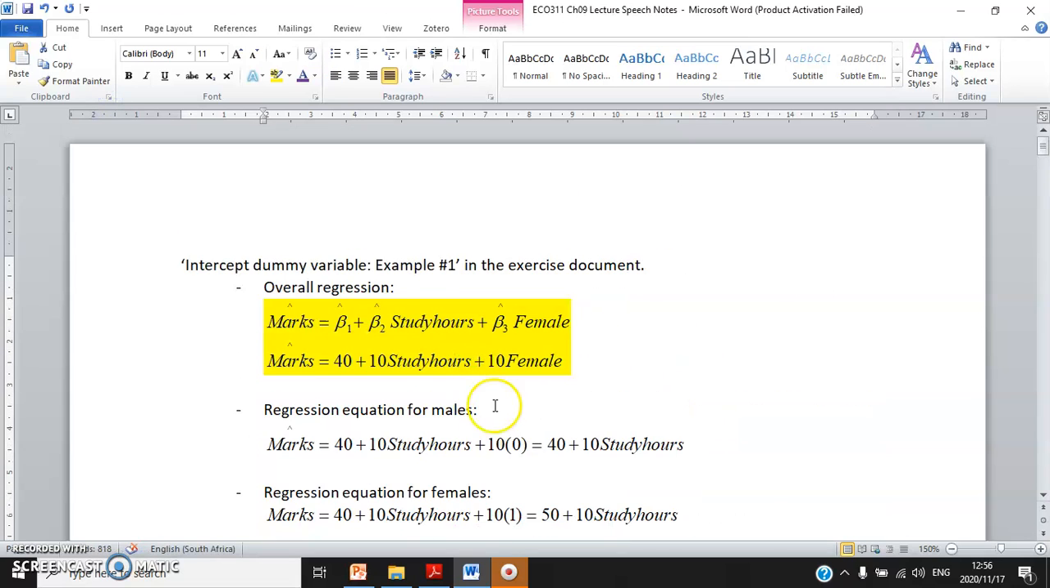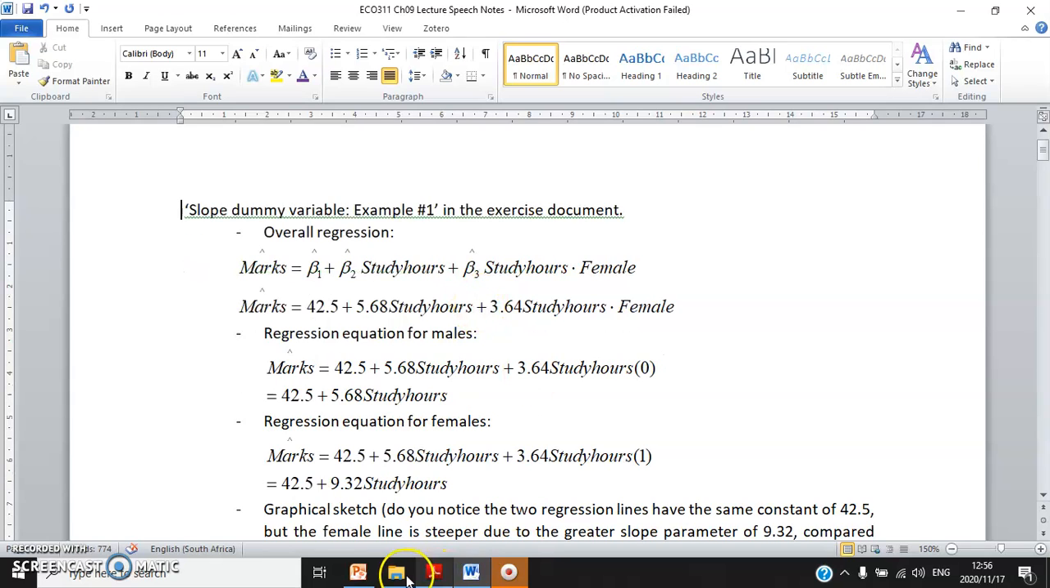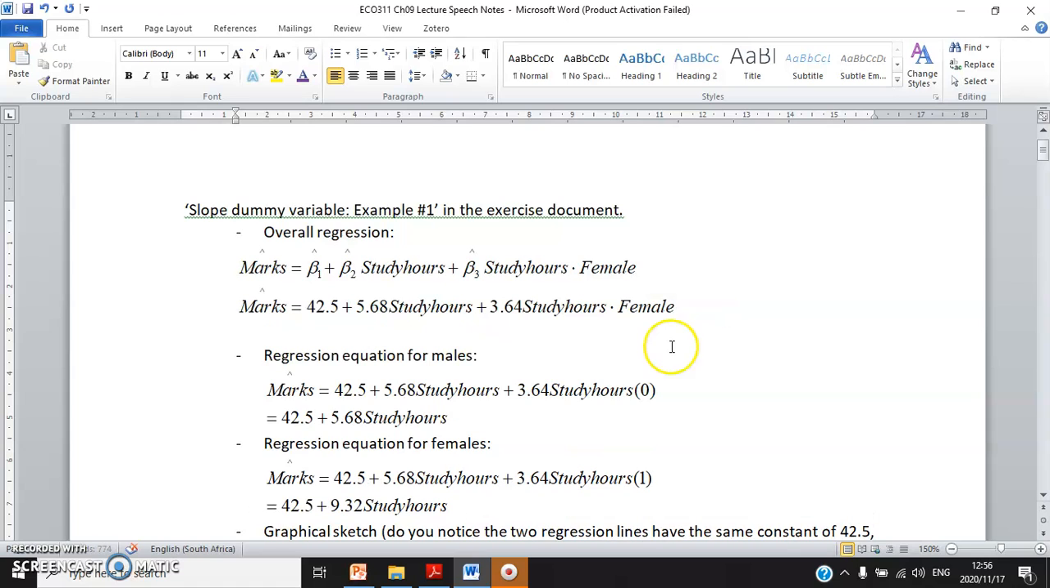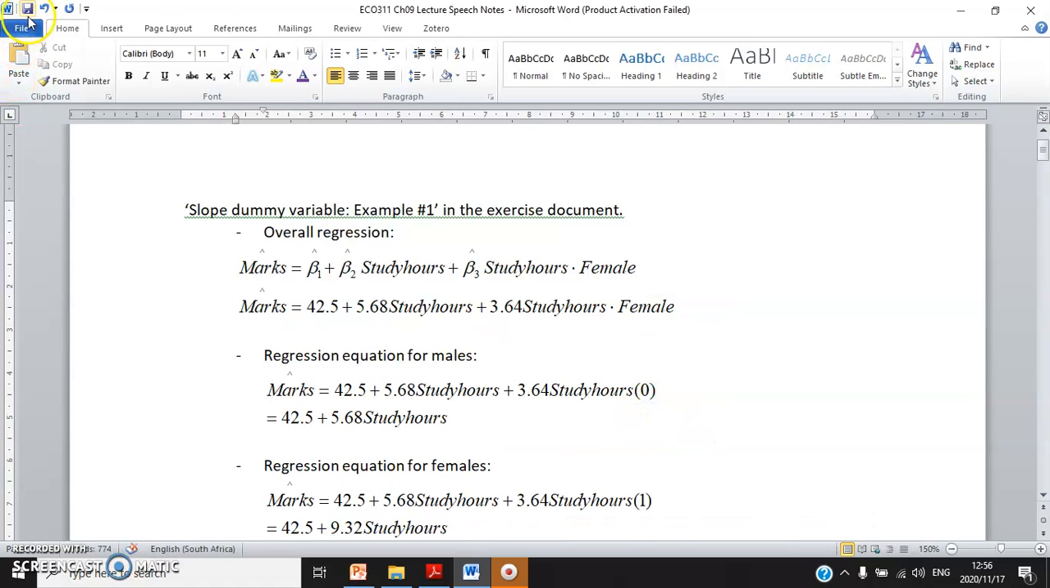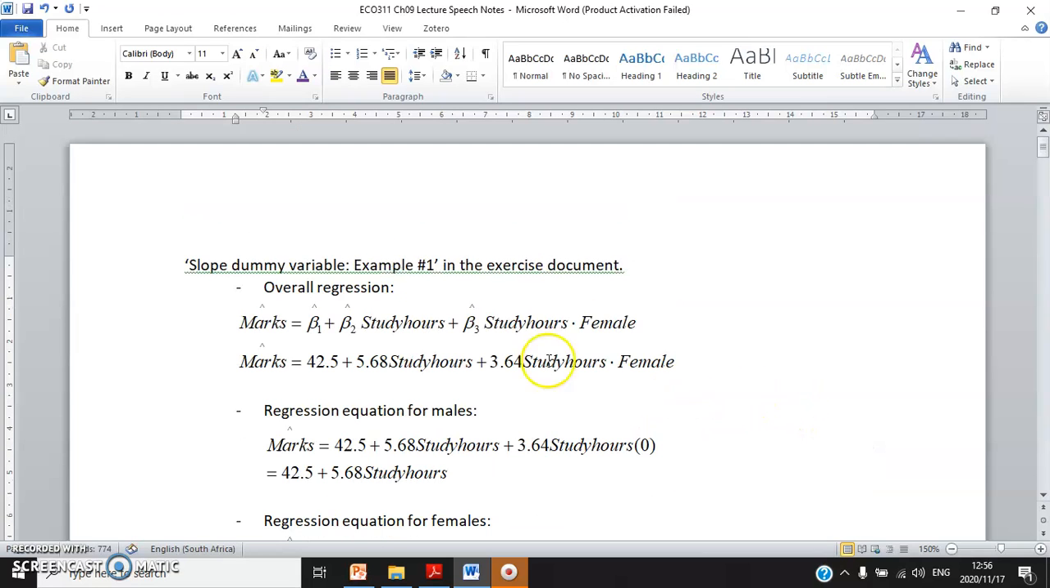Okay, I hope you are happy with this explanation. And then I want to move on with slope dummy. Okay, this is how a slope dummy would look like. Okay, so look at this one. Again, it comes from the in-class exercise, slope dummy, example 1.